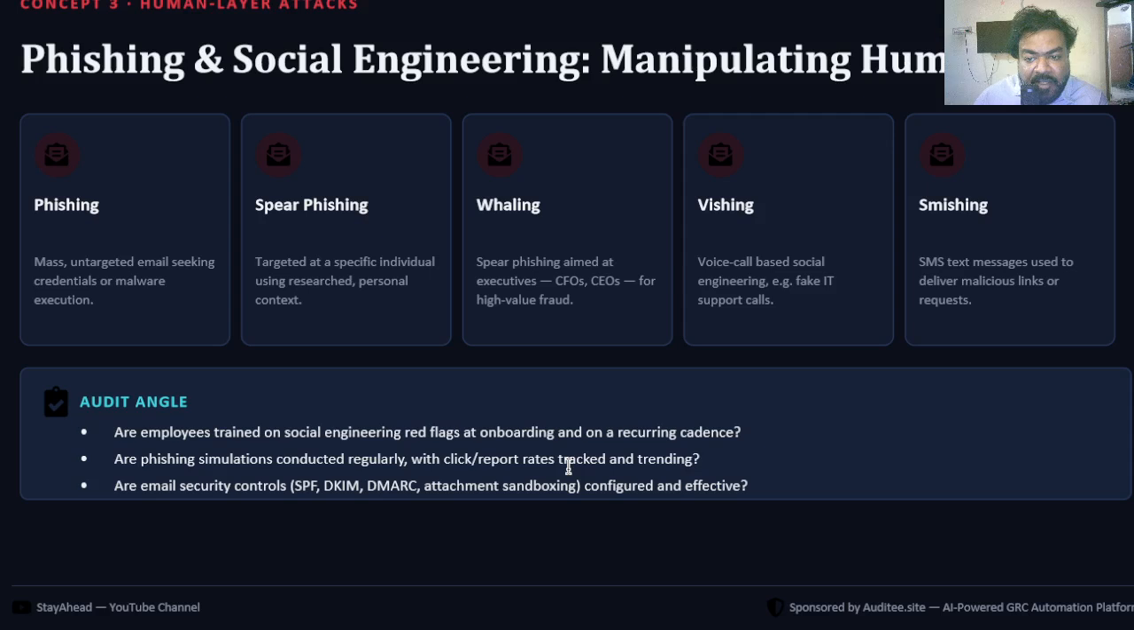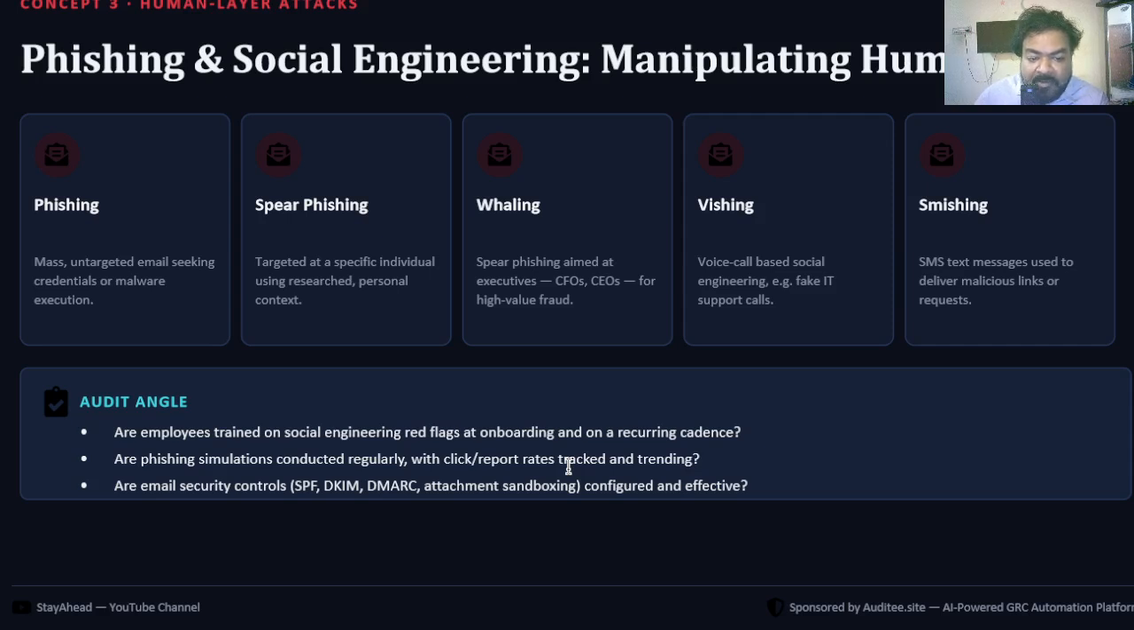Whaling takes that up a notch and targets executives, often to trigger a fraudulent wire transfer. This is what people call business email compromise. Vishing is voice based, like a fake IT help desk call asking you to reset your password, and smishing is the same idea over text message, very common in banking fraud.